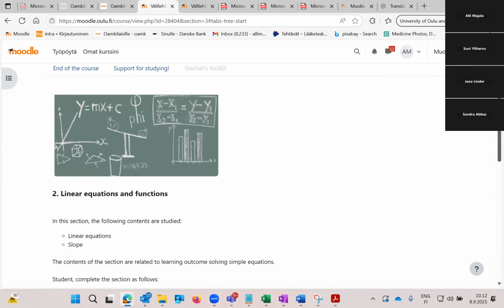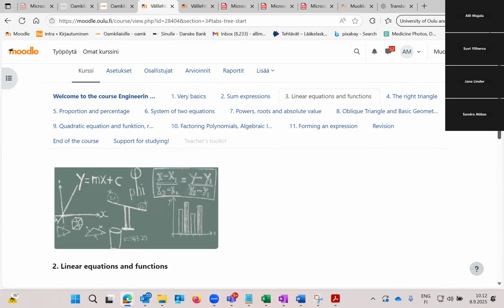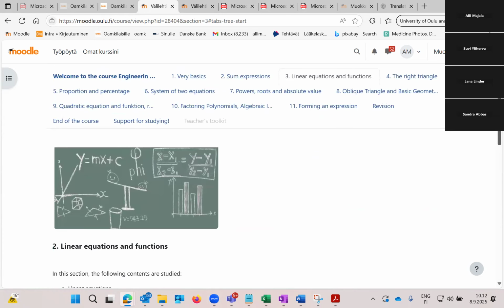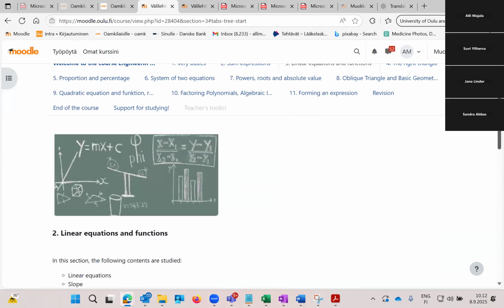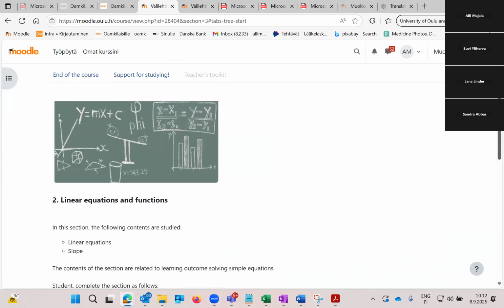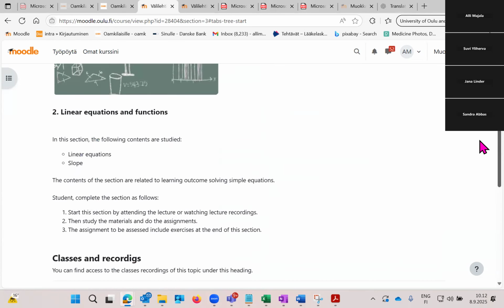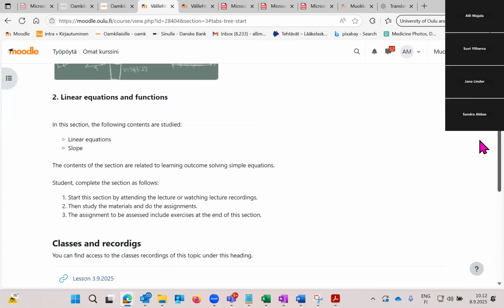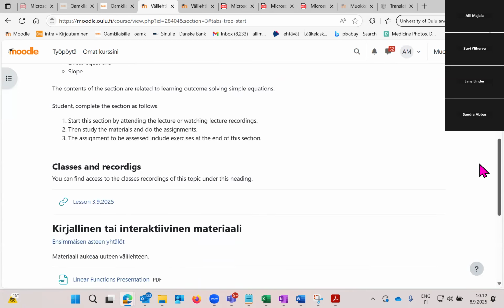We were linear. This is also the topic of this week, but most probably we will already progress to the right triangle as well, because we've been going a bit faster. Do you think that the pace has been okay? Yeah, it's been fine. Because many of these things, many of you are already quite familiar with.